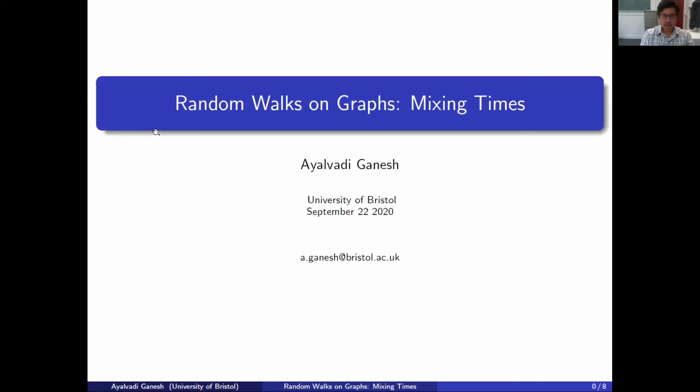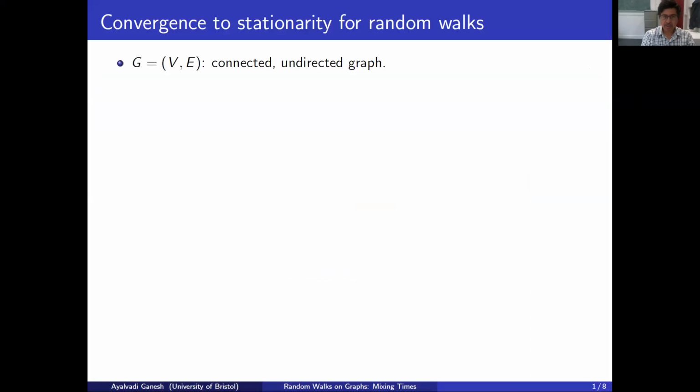Okay, so we are going to look at how quickly the distribution of a random walk on a graph converges to its invariant distribution. Let me remind you of some notation. We also use the term steady state or stationary distribution for the invariant distribution, and so we are looking at convergence to the stationary distribution and speed of convergence.